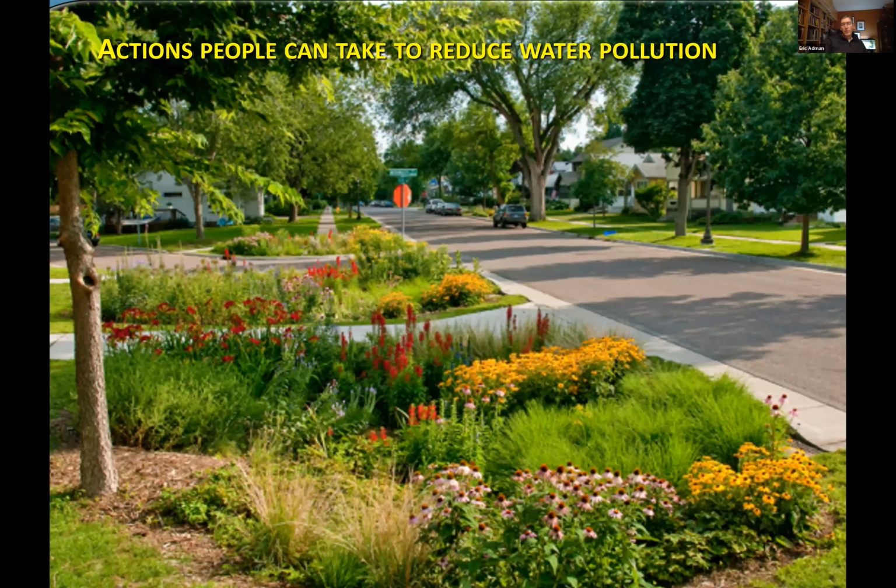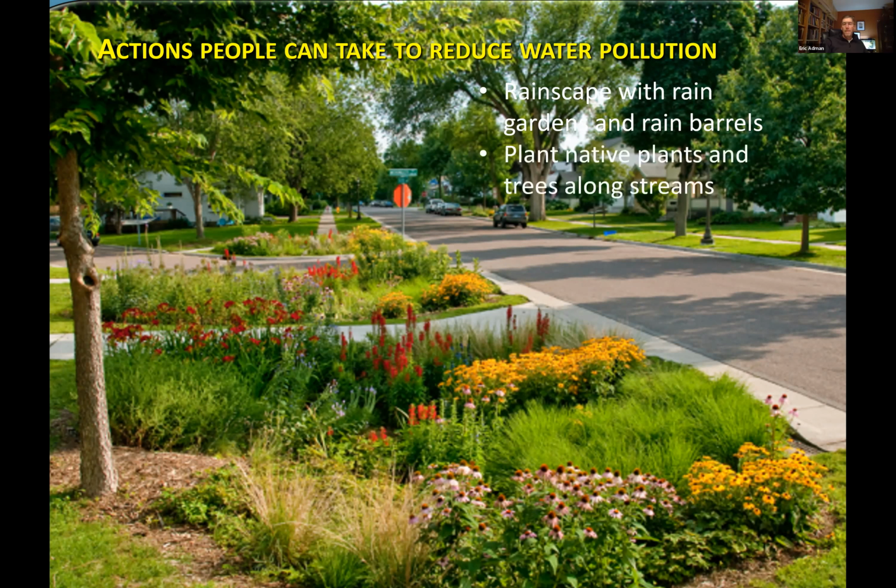There are some things that people can do to reduce water pollution. One is things like rain gardens, rain barrels, other things that store rainwater on the landscape. Planting native plants and trees and restoring buffers along creeks is something that people can do. Picking up pet waste definitely can keep bacteria out of the water bodies. Using a car wash keeps those pollutants from getting into streams.